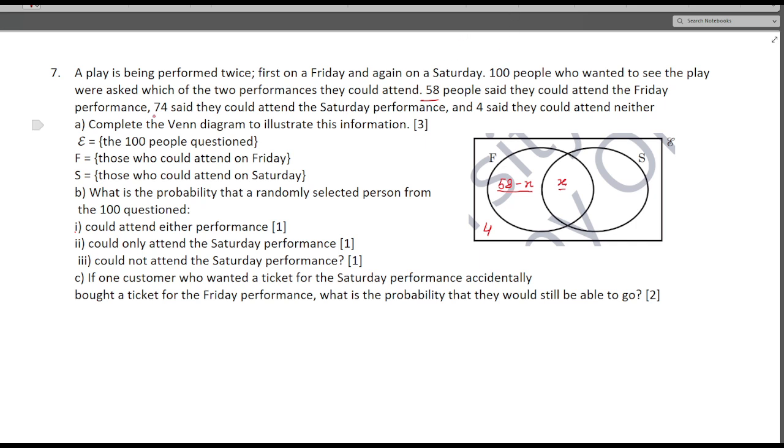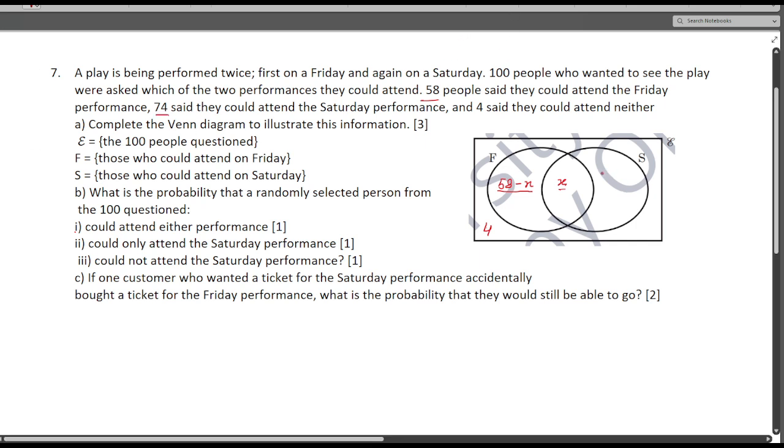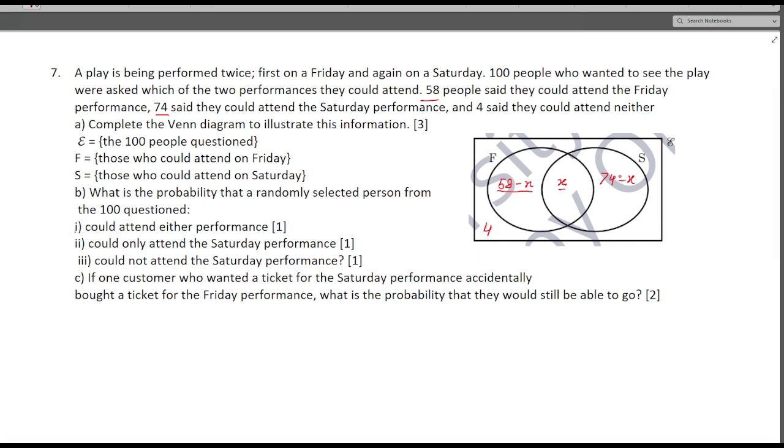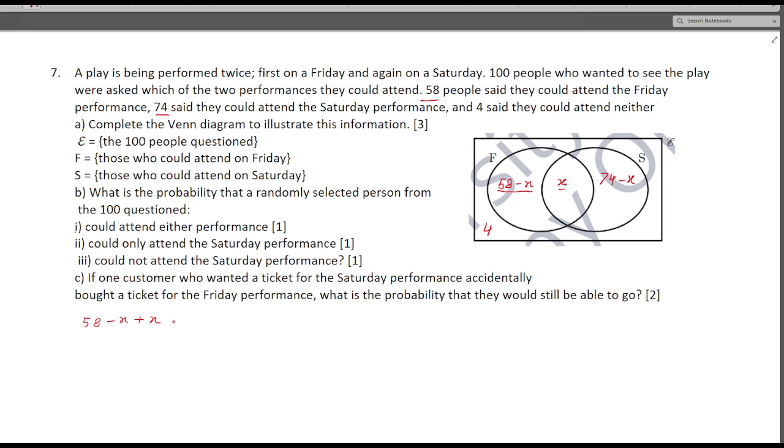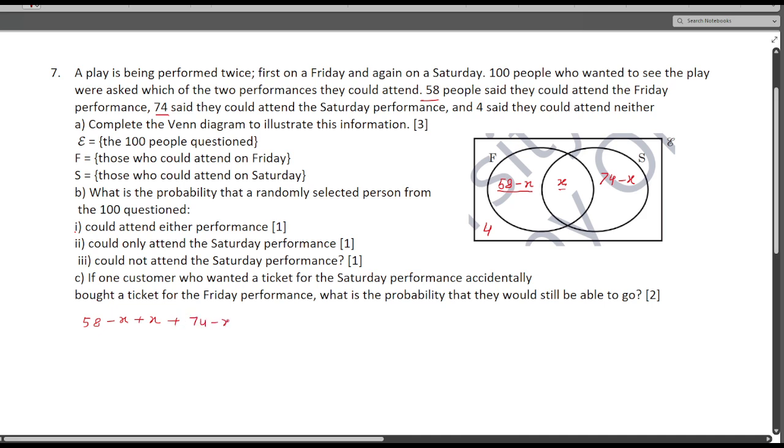Now on Saturday, 74 said that they will attend. So 74 minus X will give you the number of persons who can attend the play only on Saturday. So I can work out the value of X first. How can we work it out? Your 58 minus X plus X plus 74 minus X plus 4. The sum of all these will be equal to 100.